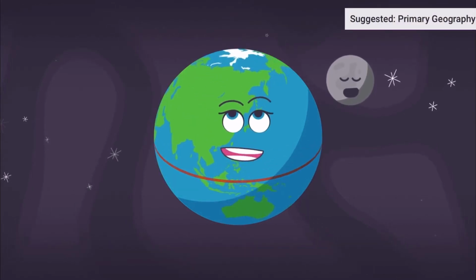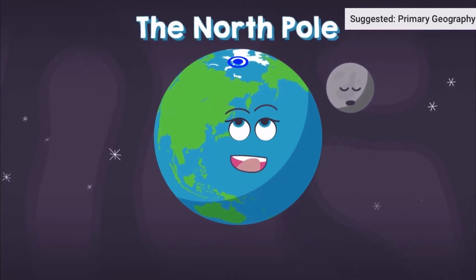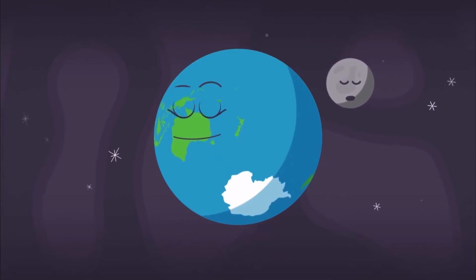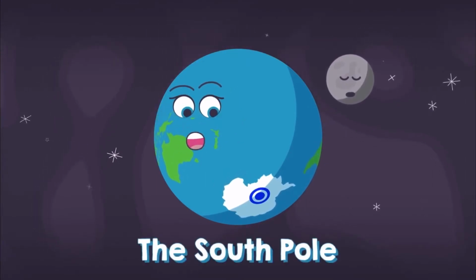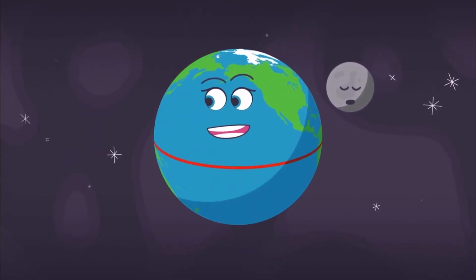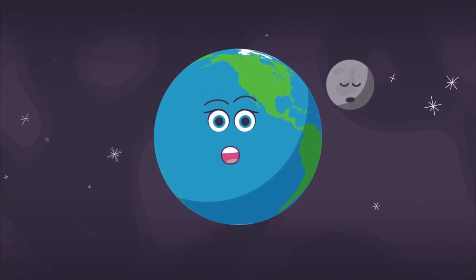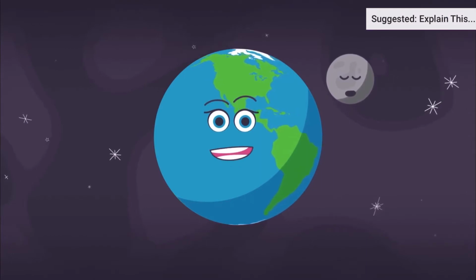This cold part at the top is my most northern point and is called the North Pole. I also have another cold part at my bottom, my most southerly point, which is called the South Pole. They are my coldest parts because they are furthest from the sun. I have a lot going on, don't I? So take care of me, please, because I'm your home.